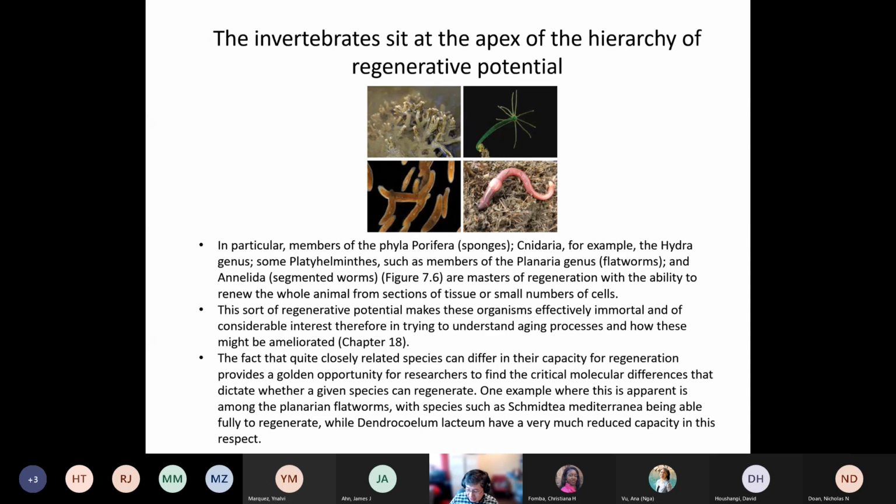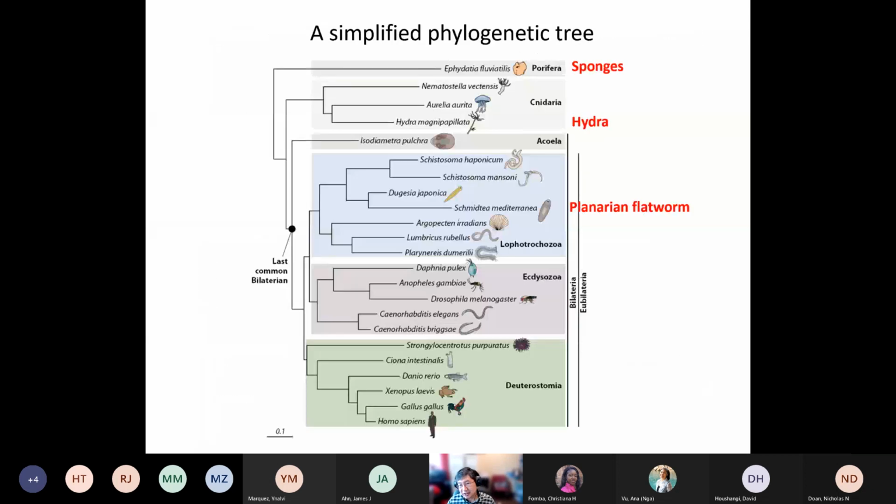One thing I emphasize is your appreciation of the evolutionary relation among these species. You can appreciate how regeneration or stem cells evolved over time. This is a phylogenetic tree.